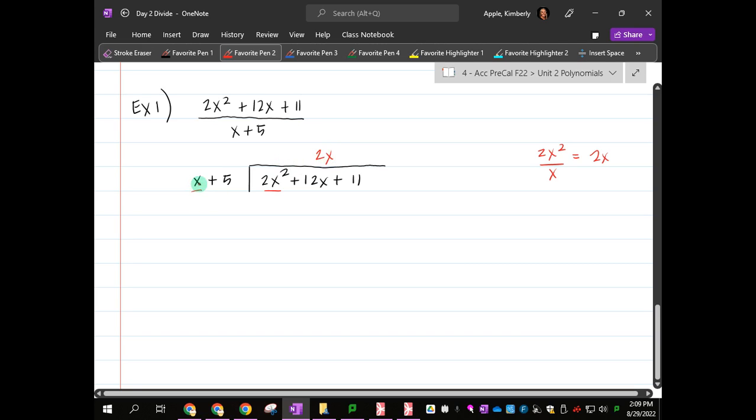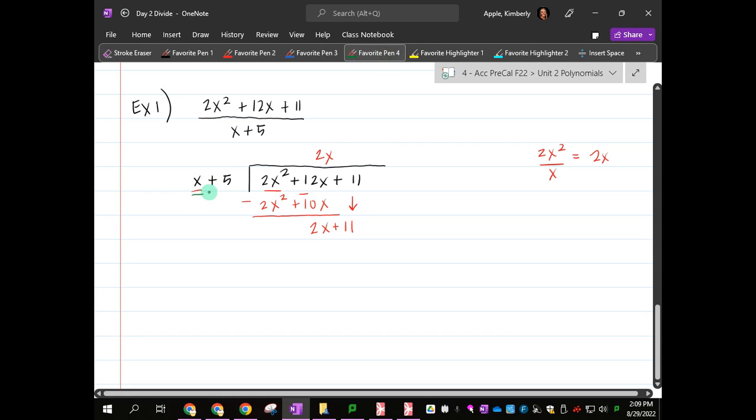So 2x times x is 2x squared. 2x times 5 is 10x. Subtract. 12x minus 10x is 2x. And I'm going to bring this down. This is plus 11. All right, let's go again.